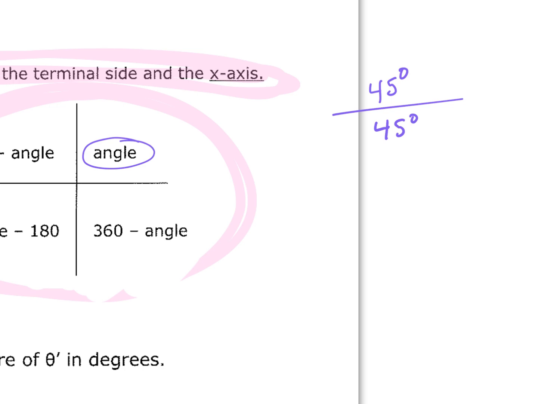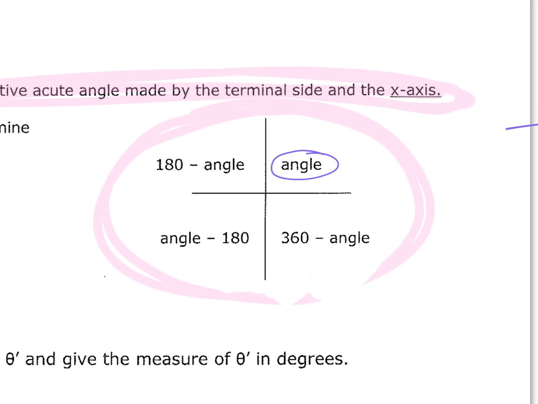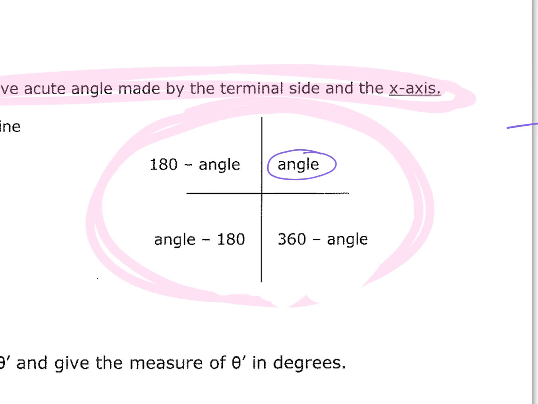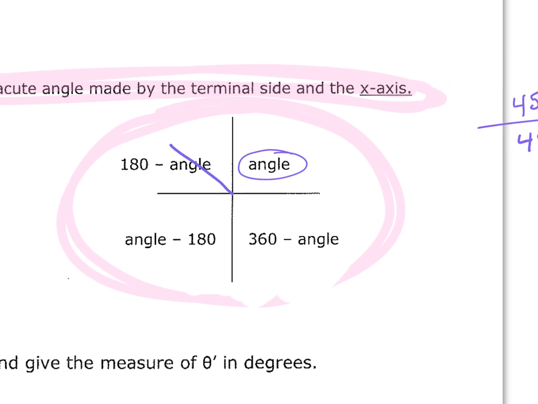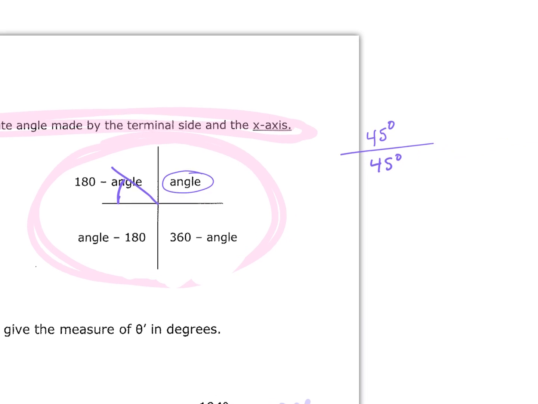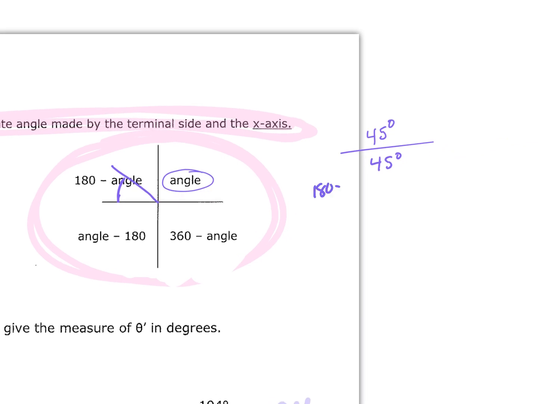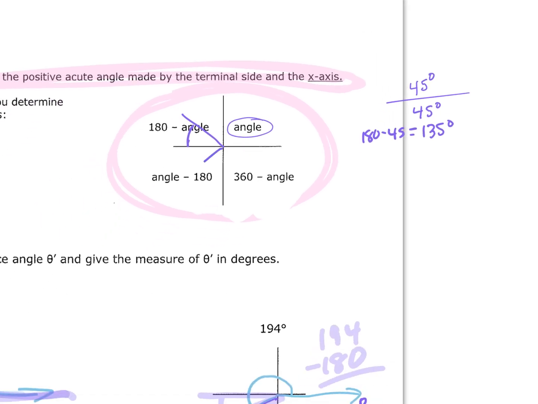In quadrant 2, to figure out what the 45 degree reference angle would be, we'd have to do 180 minus this, because it would be here. So what is that distance? So we're doing 180 minus 45. So we find that it's 135 degrees. To find the 45 degree reference angle in quadrant 3, we're going 180 plus 45 more. So we get to 225.